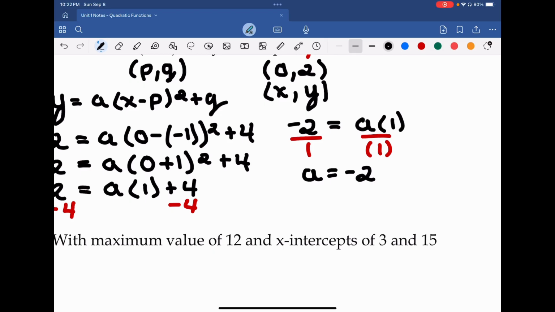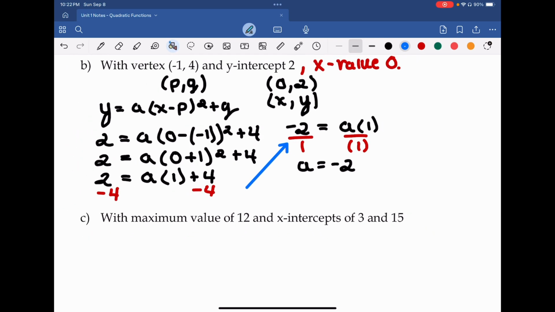Now, this is kind of interesting because what this reveals to us is that we actually have a vertical reflection about the x-axis. So our graph, instead of opening upwards, opens downwards. Now we want to summarize this into an equation.